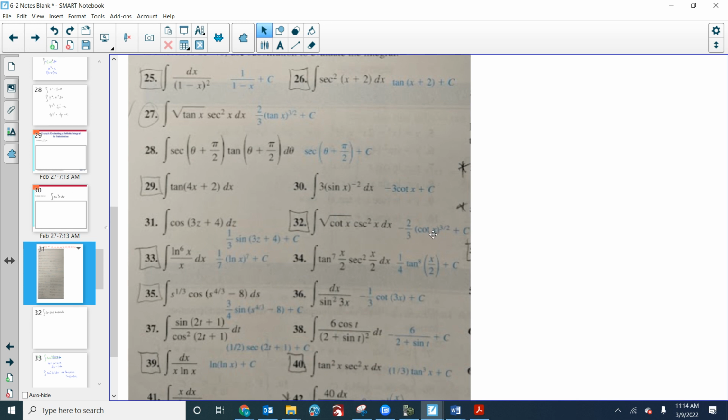Negative 2/3 cotangent x to the 3/2 plus c. 33. 1/7 ln of x to the 7th plus c. Dom, what's the derivative of cotangent x? Negative cosecant squared x. Remember, the derivatives of all the cos are negative. Yep. And since there's not a negative here, you have to adjust with the negative out front.